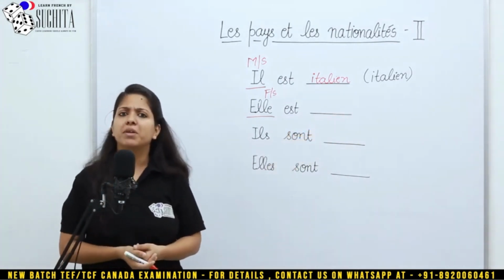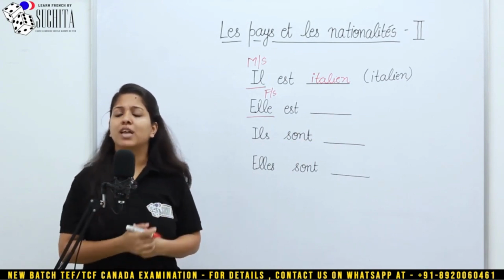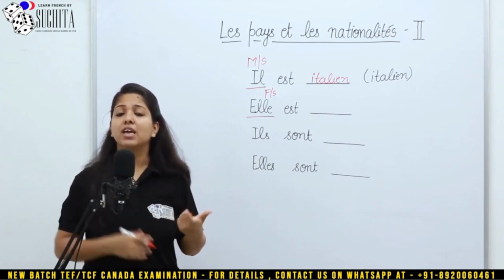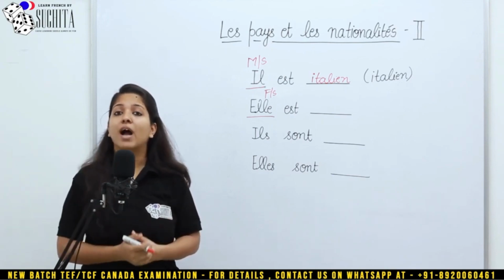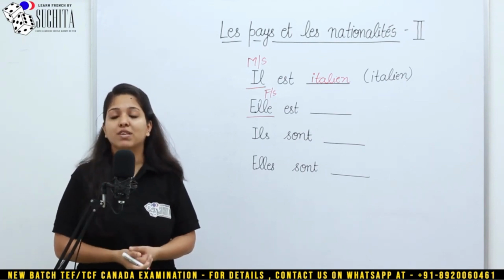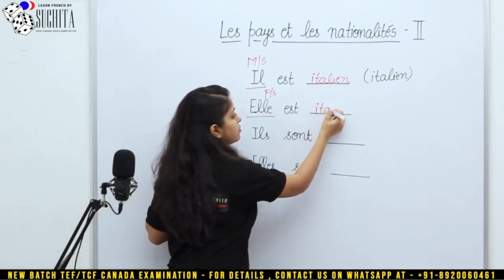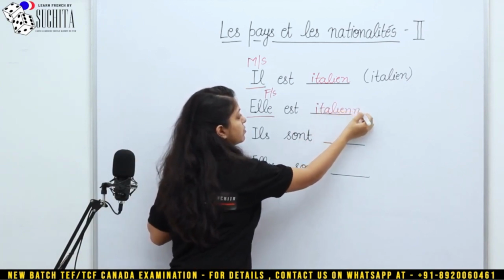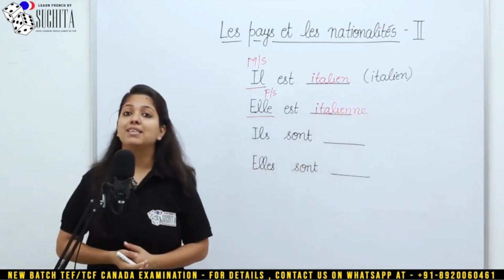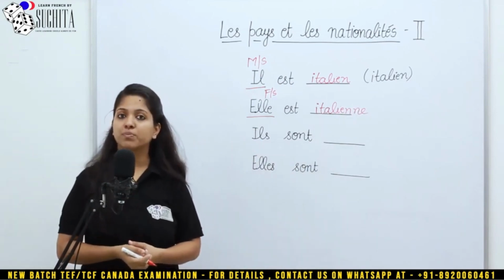So how do you make the feminine of the nationality Italian? You remember in the previous video I told you the nationalities which end with en, if you want to make their feminines, you add E-double-N-E. So that is how we are going to make the feminine of this nationality. Elle est italienne. Let's look at the third example, which is ils sont.